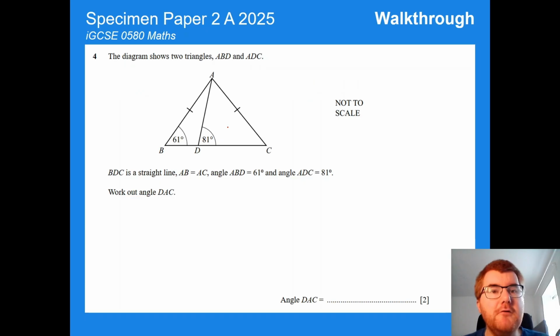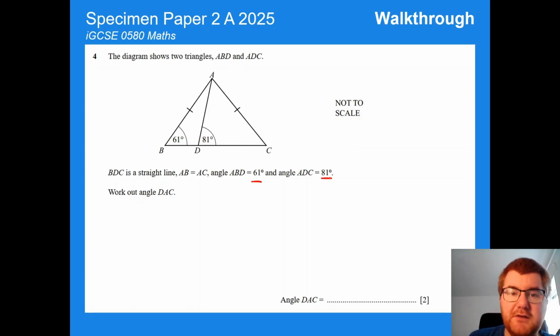Okay, question 4. So we've got 2 triangles, ABD and ADC. BDC is a straight line, that's important. AB is equal to AC, so these 2 lines are the same. And we've got these 2 angles, 61 degrees and 81 degrees. And we want to find angle DAC. The hardest part usually of these questions is identifying the angle. Notice the middle letter that tells us where the angle is. So we have DAC, so it's going to be this angle that we're looking for here.